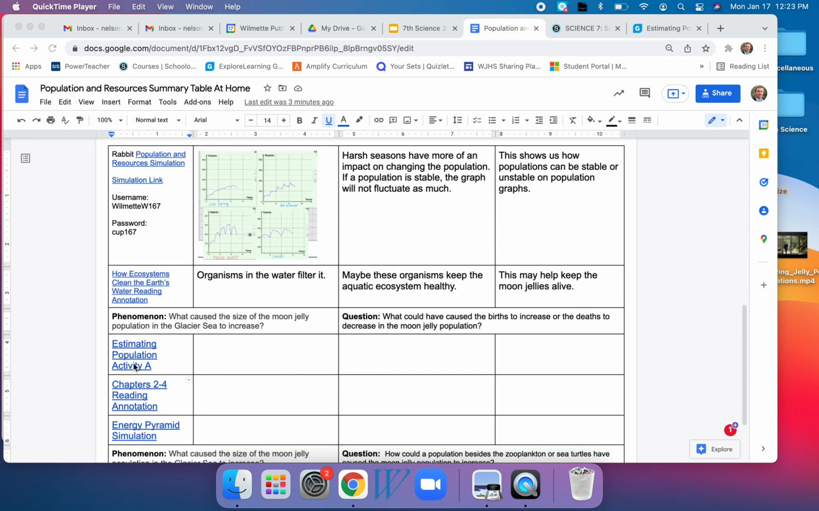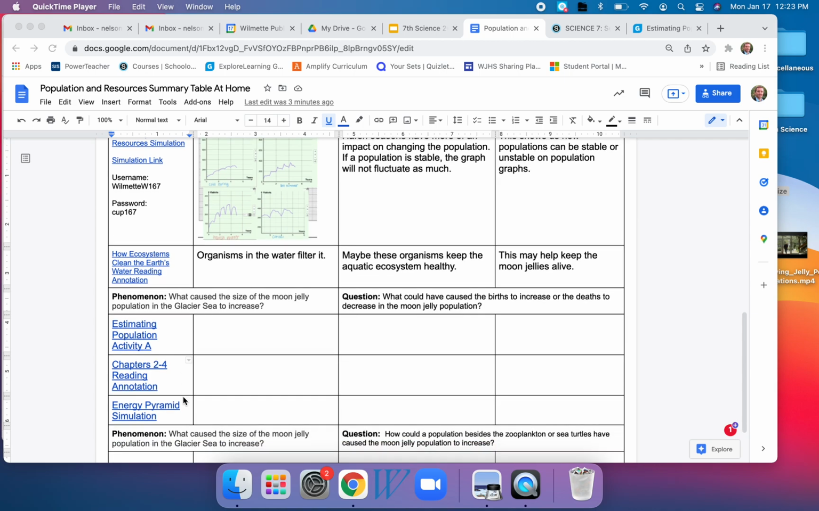This week we're going to move into how we know the population of the moon jellies. Like, how do scientists do that? How do they estimate it? And then we'll start talking about energy this week.